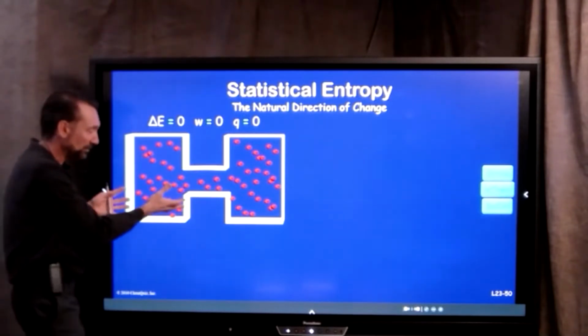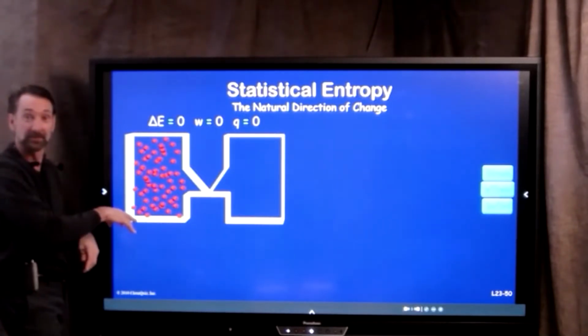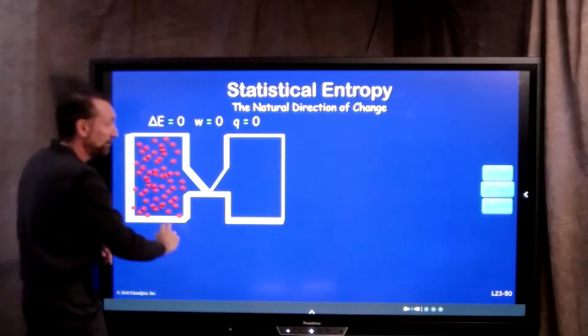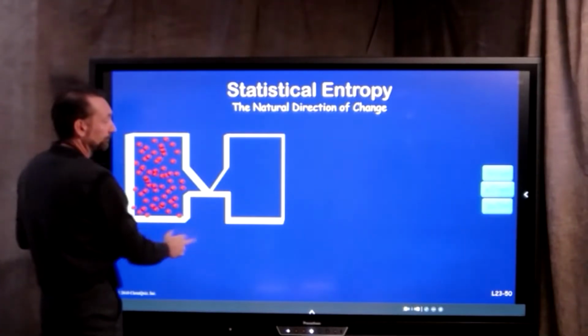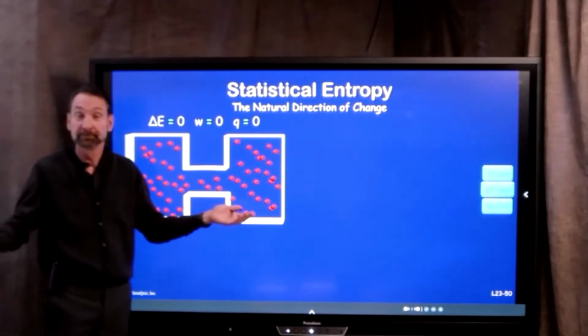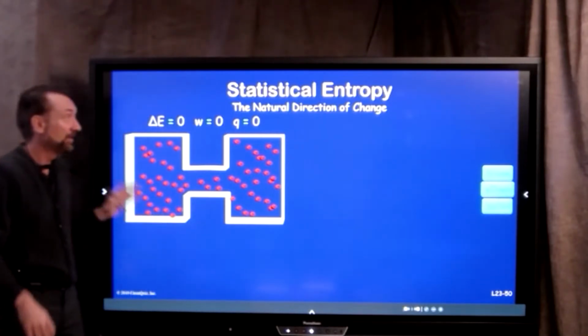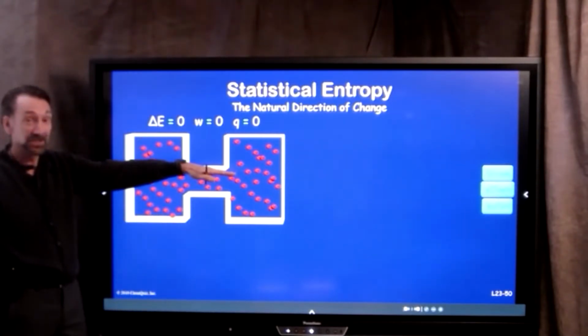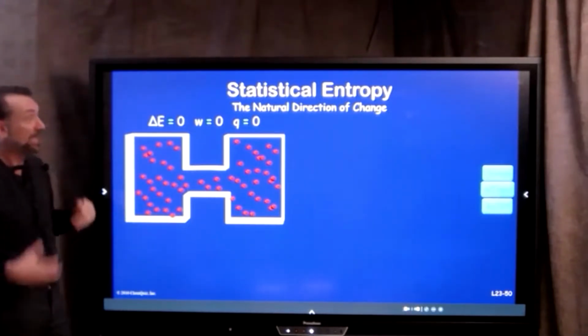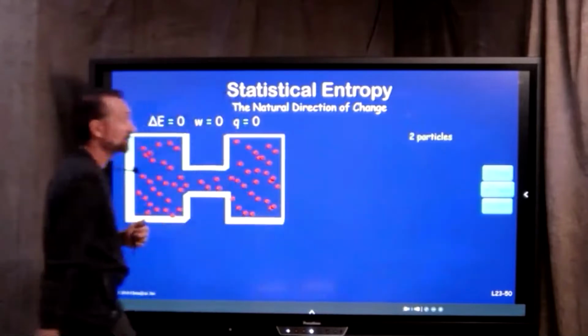Shouldn't we be able to look at the system and sometimes see it in this state as opposed to that state? They're energetically equal. And the answer is no. There's a direction to the universe. There's a time arrow to the universe, and it's a statistical time arrow. We'll talk about that more as we go.